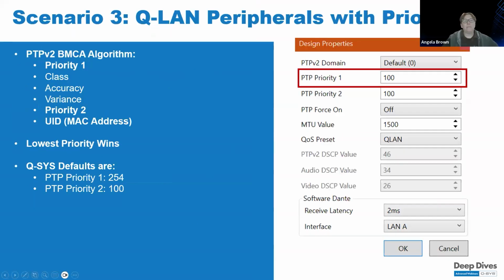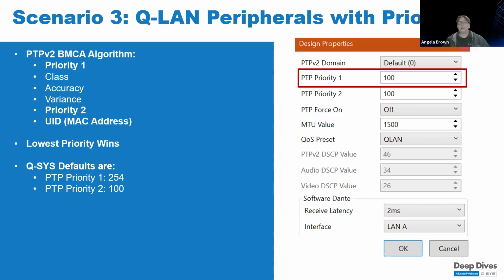So we have BMCA, which is called the Best Master Clock Algorithm. It is the algorithm which the network uses to determine which clock becomes the grandmaster clock, which clock becomes our clock transmitter. There's a whole bunch of stuff in there. We don't use all the values in there, but there are other devices that do.